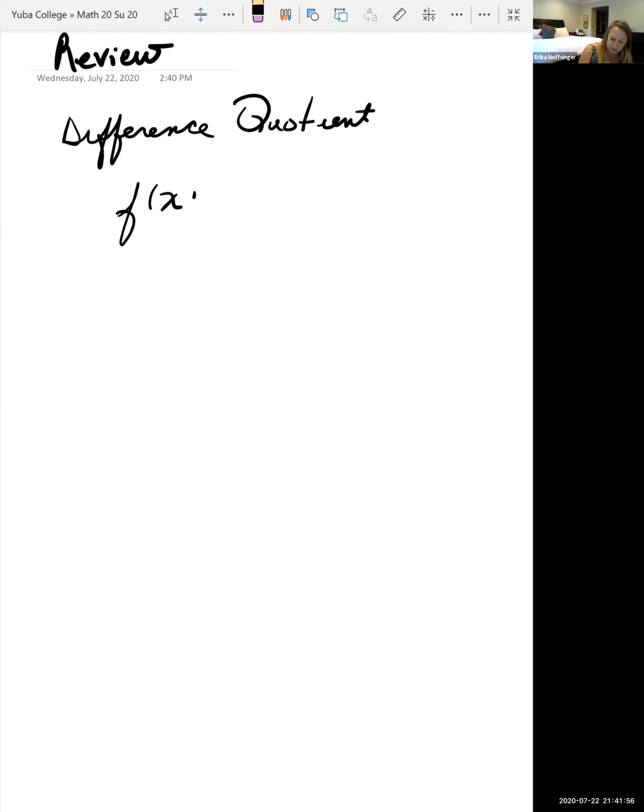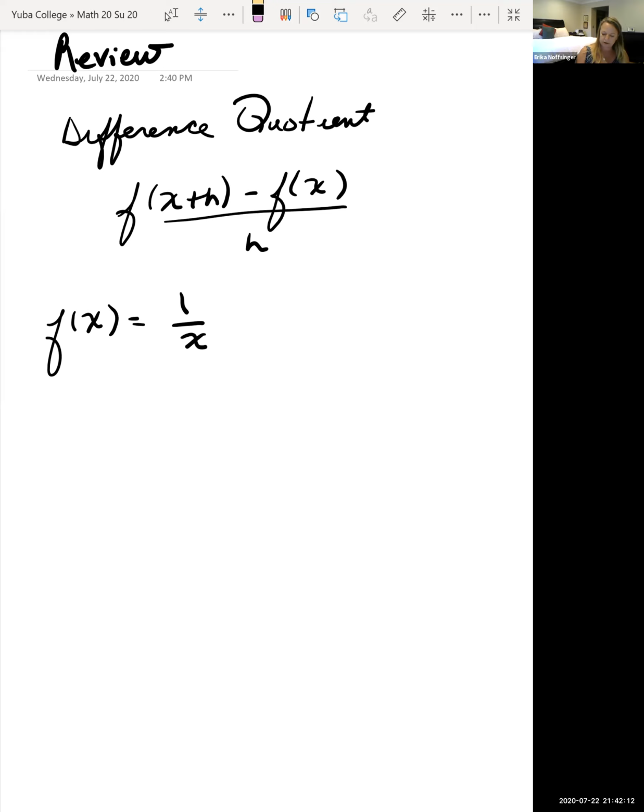Okay, so we're continuing to review for the final, and let's go over the difference quotient. You should be able to look at the difference quotient. Recall, this was f of x plus h, all minus f of x, all over h. If you were given, let's say, f of x is equal to 1 over x, apply the difference quotient to that.